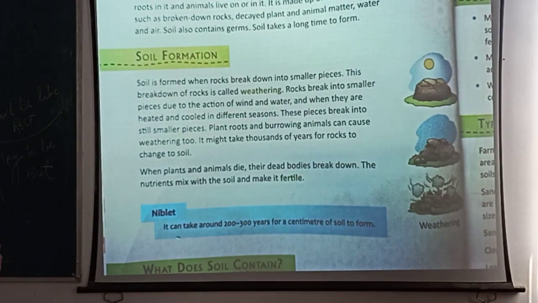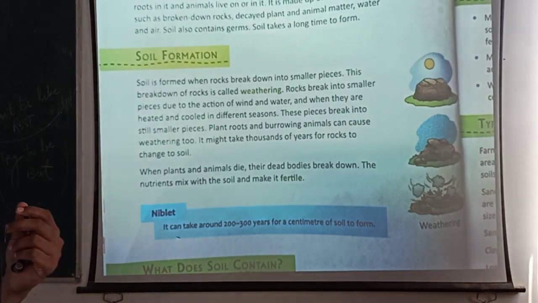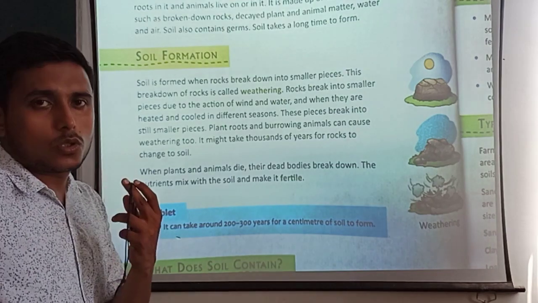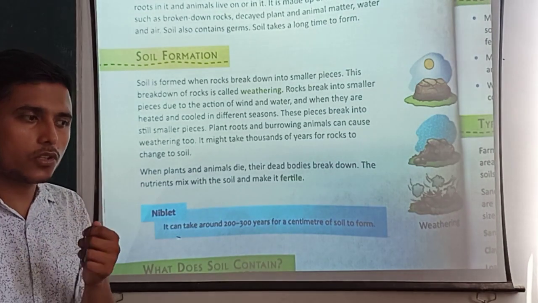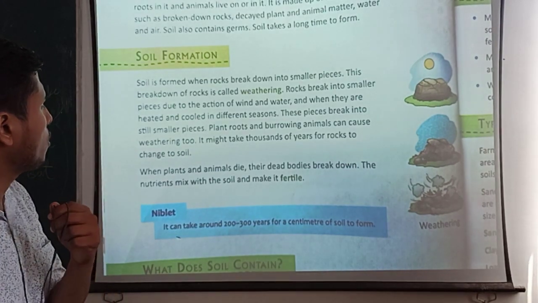So let's talk about soil formation. Soil forms when rocks break down into smaller pieces. This breakdown of rocks is called weathering. Students, we have to understand that there is a process called weathering, and because of that, the formation of soil takes place.